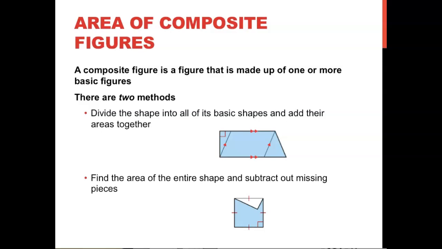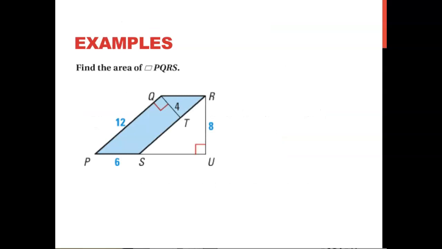Let's take a look at an example. Here we have parallelogram PQRS. To find the area, we need to find the base and the height. This is a matter of what you see as the base and the height. You could see that the base is PQ and the height is QT. Those two are in fact perpendicular to each other. So you could find that this is 12 times 4, which is equal to 48.